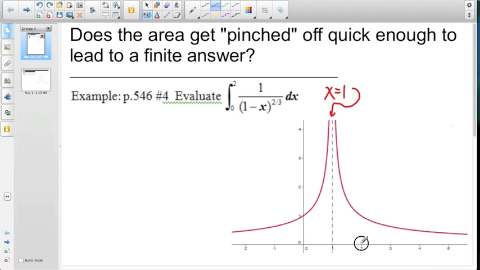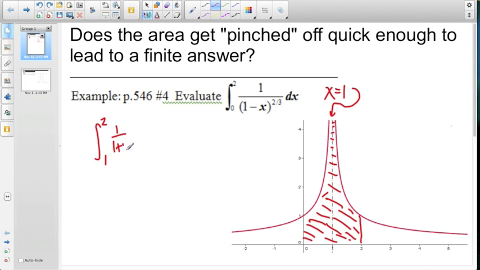So we're looking at just this portion of the graph, and we're asking, does that lead to a finite value as this pinching is occurring about this asymptote? In order to talk about the improper nature of this integral, we need to split this integral up into 2 separate pieces.